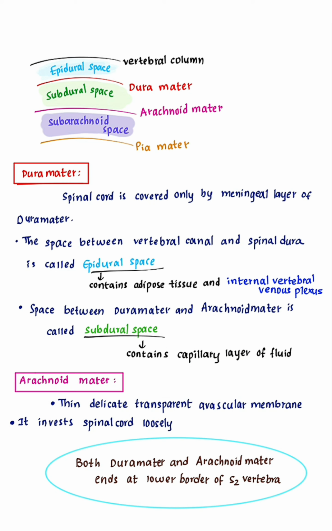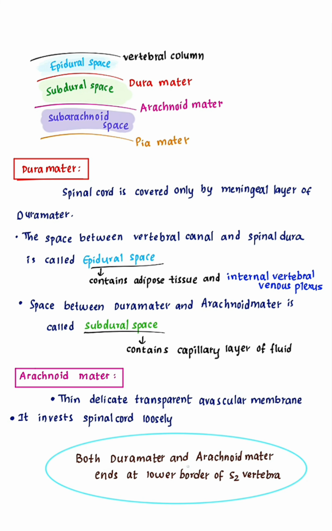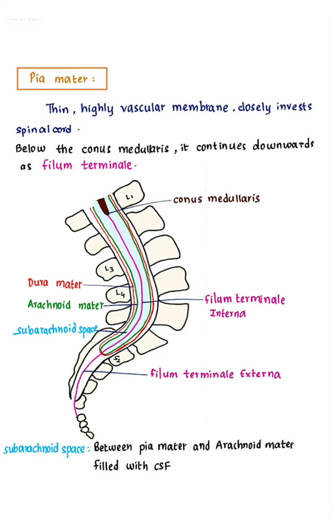Arachnoid mater. It is a thin, delicate, transparent, avascular membrane. It invests the spinal cord loosely. Both dura mater and arachnoid mater end at the lower border of S2 vertebra. You can see that dura mater and arachnoid mater both end at the lower border of S2 vertebra.